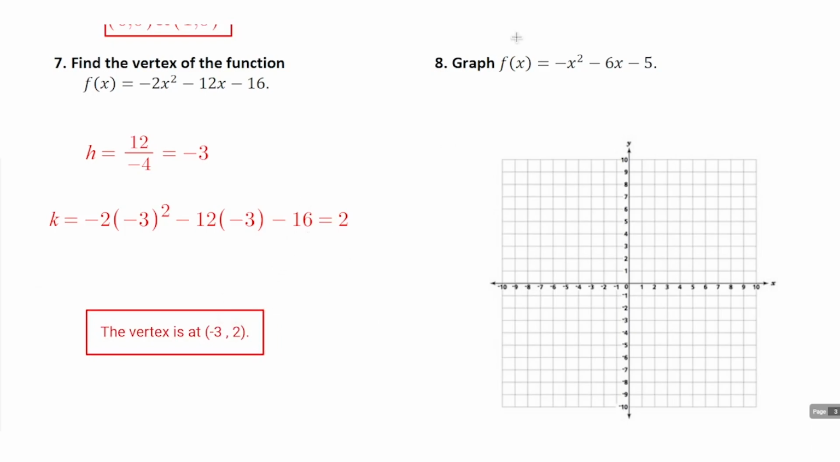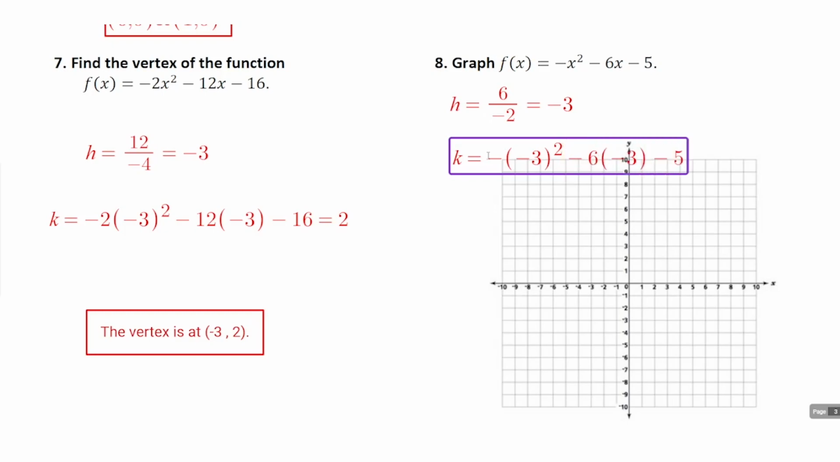Number 8 says graph. I'm going to graph this function. Okay, so first we'll find the vertex, then the y-intercept, and we'll go from there. So the vertex, first we need to find the h. The opposite of b would be positive 6 over 2 times a, so that'd be 2 times -1 is -2, so we get -3 for the h. And then for the k, that'd be the opposite of -3 squared minus 6 times -3 minus 5.